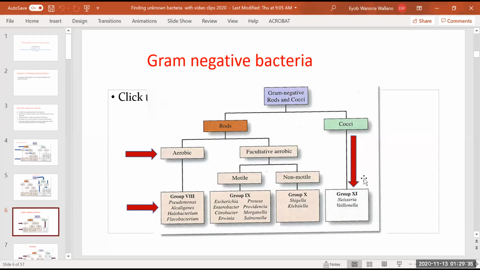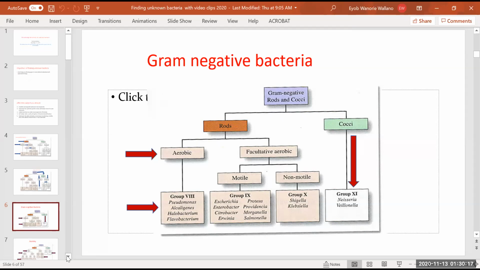Is there another one? For example, the cocci group. Did we study Neisseria? No. Did we study Varicella? No. So you ignore this one. Look now. Here you have Neisseria, which we said looks like coffee beans, and it is a gram-negative bacteria which is going to cause gonorrhea. When we studied sexually transmitted diseases, we touched on it, but the staining process we didn't use. So this is how we come to gram-positive and gram-negative according to Bergey's Manual of Bacterial Classification.